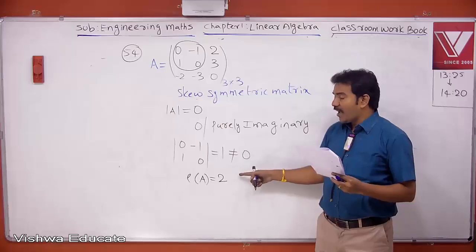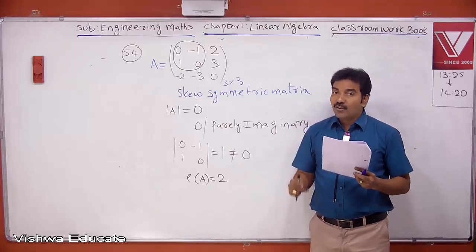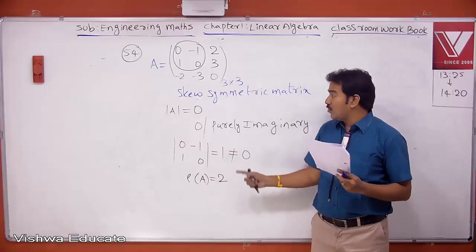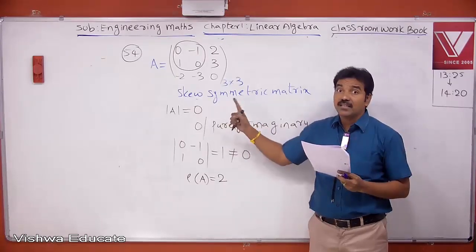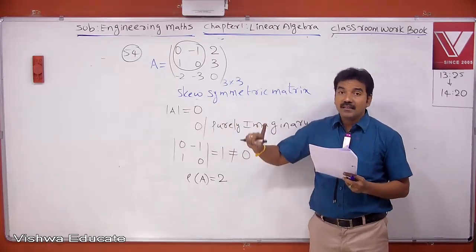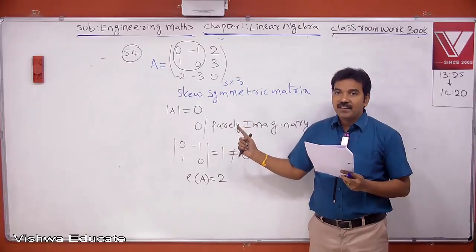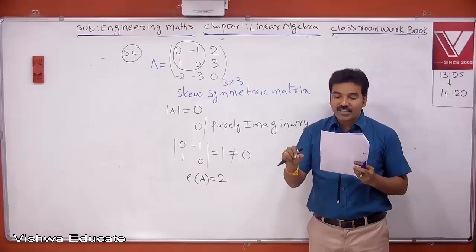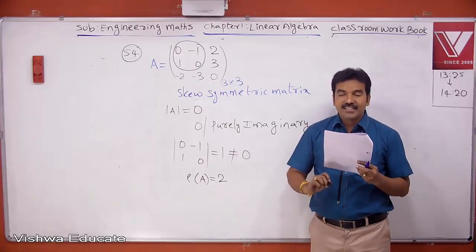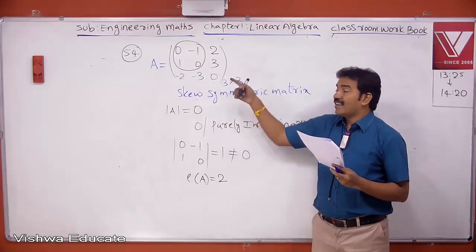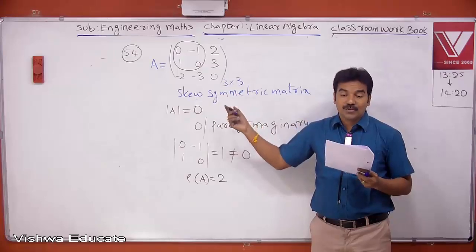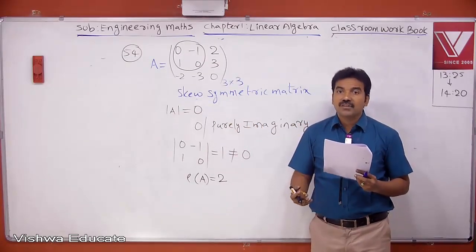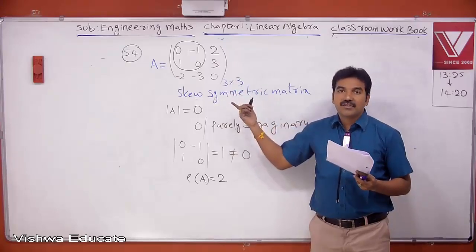Next, since its rank is 2, you will get 2 non-zero eigenvalues basically, but they are purely imaginary, because we know that all eigenvalues of a real skew symmetric matrix are either 0 or purely imaginary. Since its rank is 2, it has 2 purely imaginary eigenvalues. That is also a right statement. Option D, the sum of its eigenvalues is 0. Sum of eigenvalues means the trace. As we mentioned in the last sessions, the trace of a skew symmetric matrix is 0.